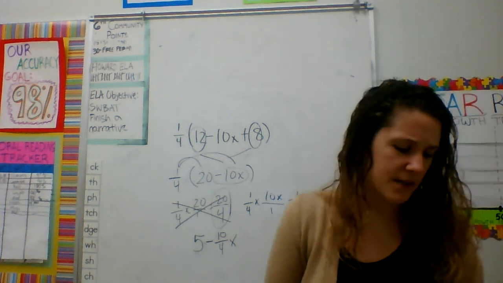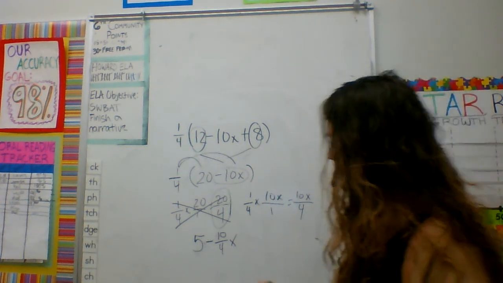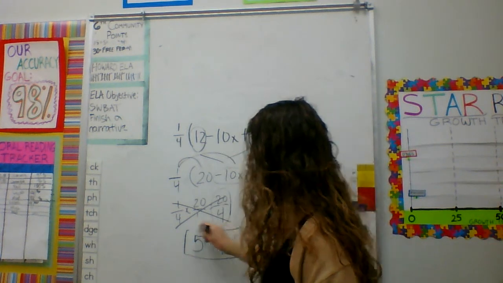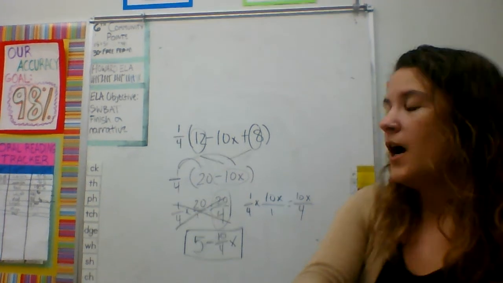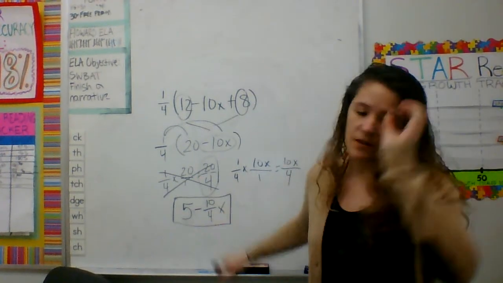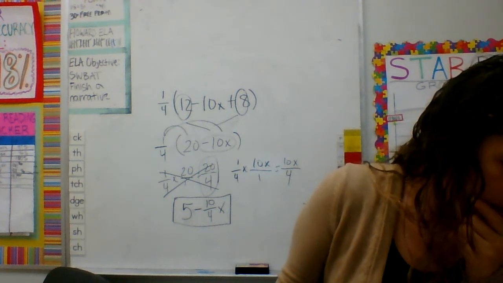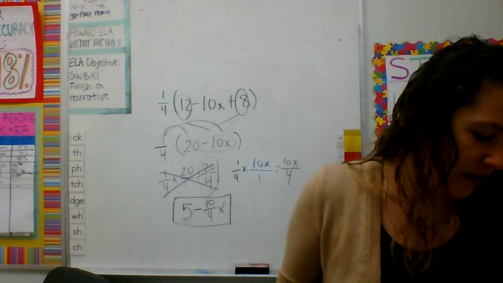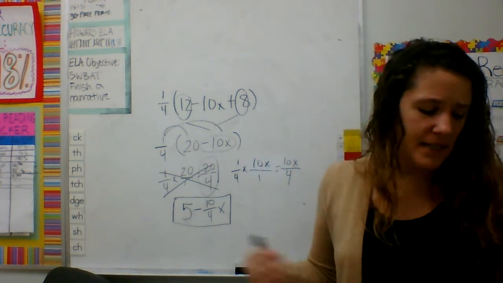I'm going to look at my answers. Answer A, we're seeing what is equivalent. So I'm trying to find things that are equivalent to this. Now there's a few things I can do with this, so I might have more than one answer. But I'm just going to start off and see if there's anything that looks like this. 5 minus 10/4 x. If you look at your answer key, I don't see anything that looks like that. I see some mixed numbers, and I see some improper fractions.